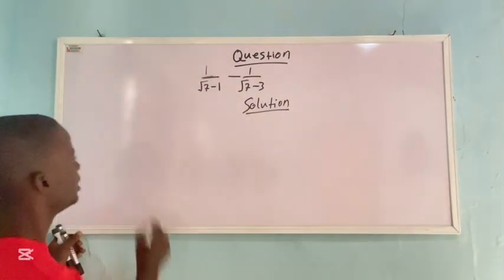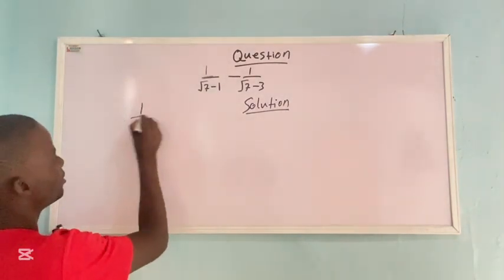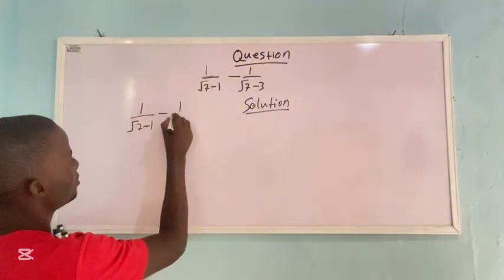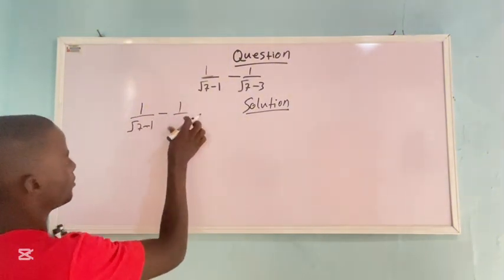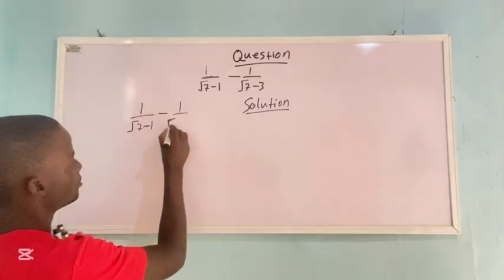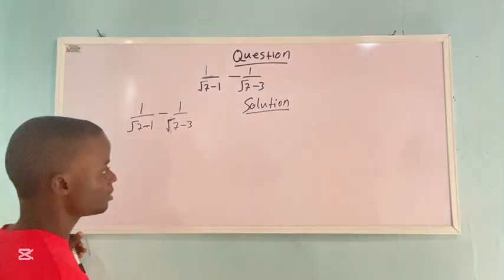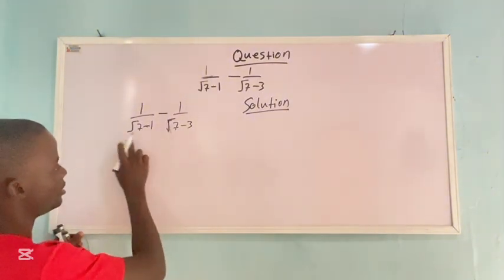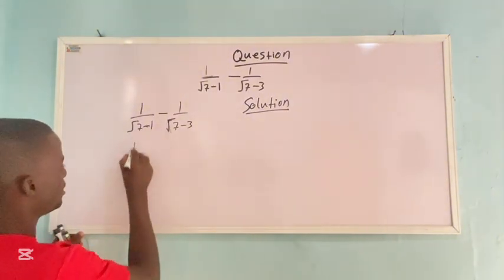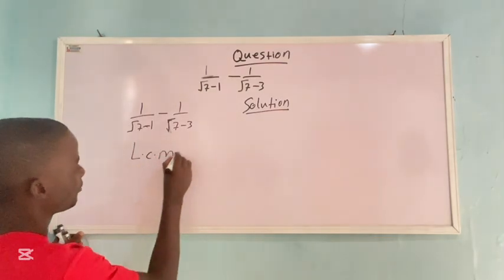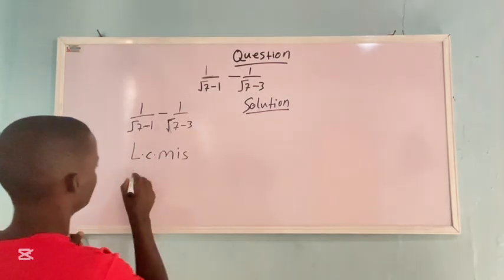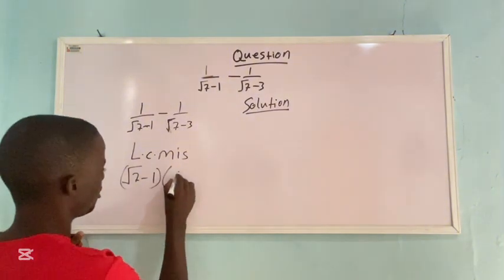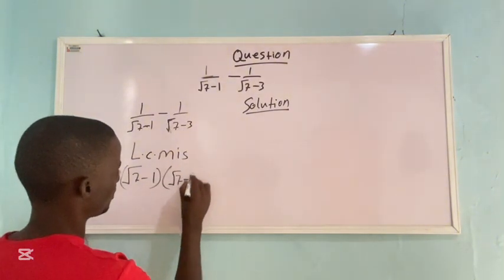Now let's start from this side. We have 1 all over root 7 minus 1, minus 1 all over root 7 minus 3. So now, before we can solve this question, we need to find the LCM of these two. So now I'm going to say the LCM is open bracket root 7 minus 1 close bracket, then open bracket root 7 minus 3, close the bracket.